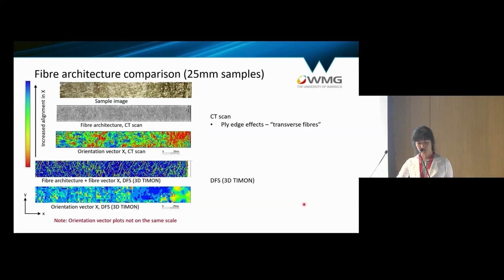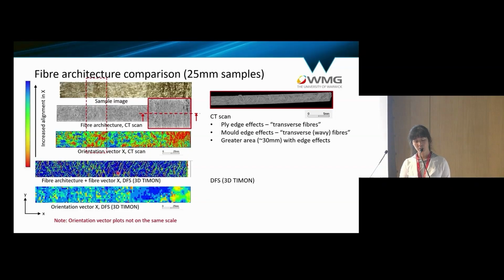The one thing I want to note is the plug edge effect I previously mentioned. This can be picked up in the CT scan as well. As you can see, it gives you a difference in fiber orientation distribution compared with the rest of the sample. However, this effect cannot be picked up by any of the simulation models I've put here. I've only put 3D Timon here because it gives you a mesoscale fiber architecture that can be compared directly with the CT scan, but the model cannot predict the plug edge effect.